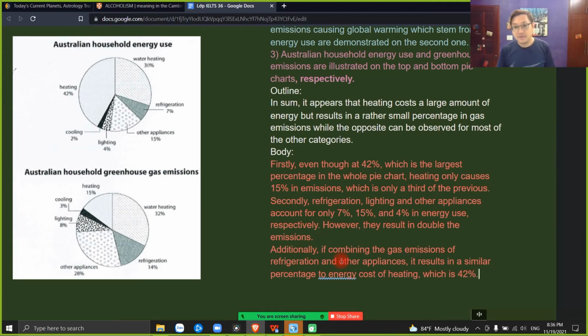You know, the energy cost of heating. Because this one, you use energy for heating. Of course, that is the energy cost, isn't it? It's the energy cost.